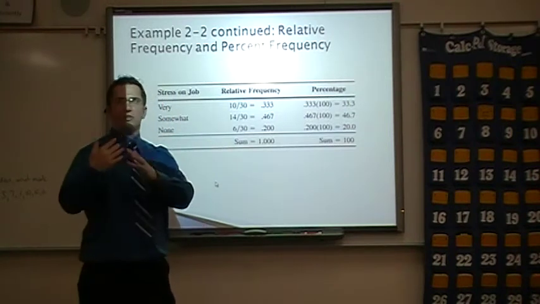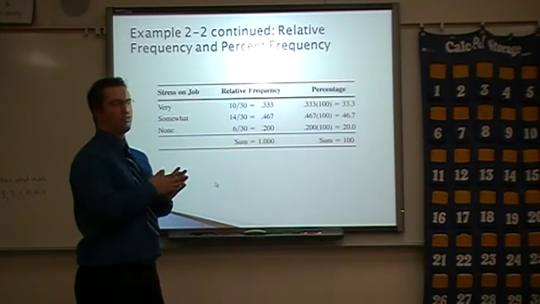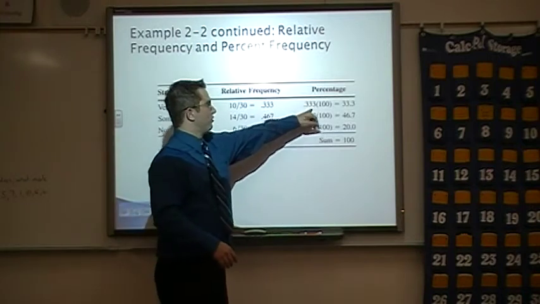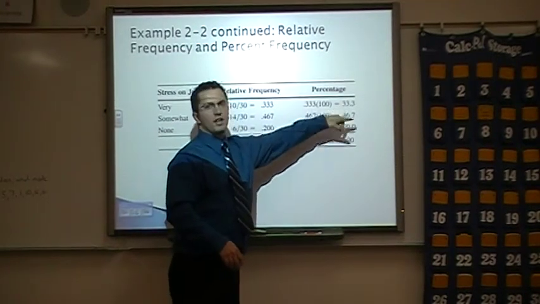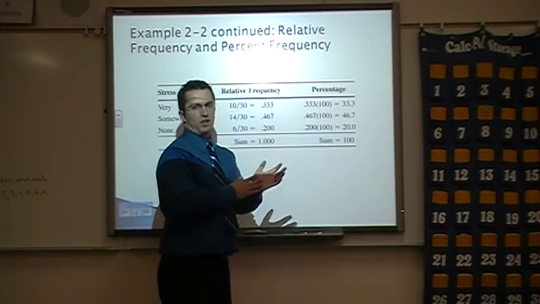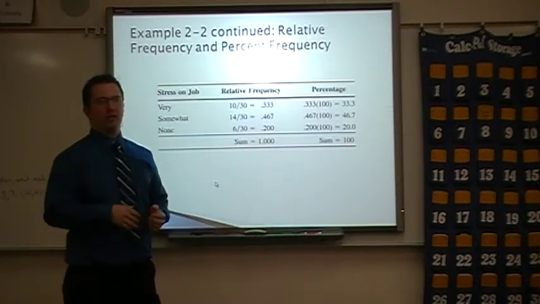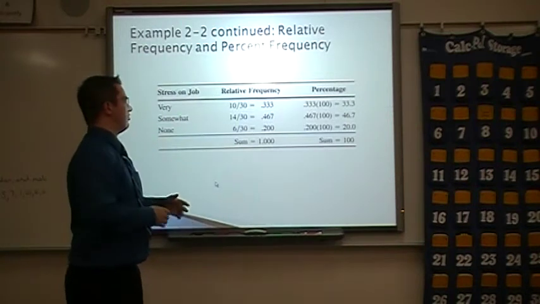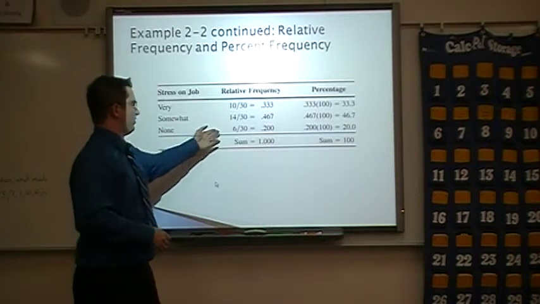Well, when we have a decimal, it's kind of hard to work with, so what we want to do is turn it into a percentage. You take the 0.33 times 100, and you get 33.3%. That means a little bit more to us. We're more familiar with percentages. Same thing with somewhat, same thing with none.